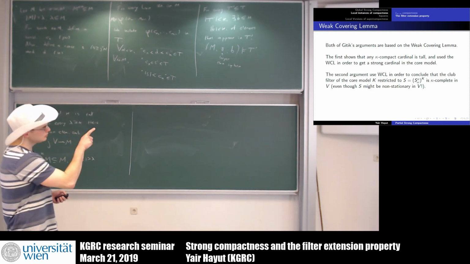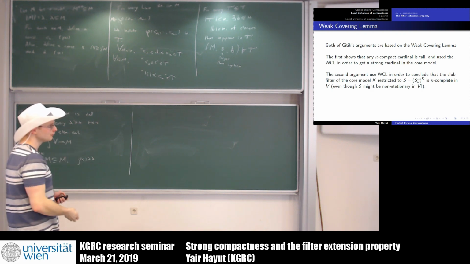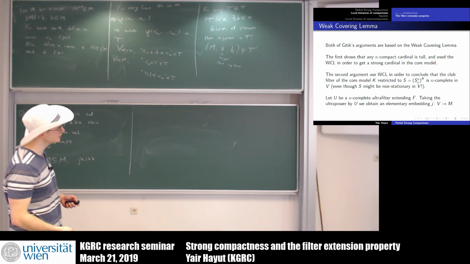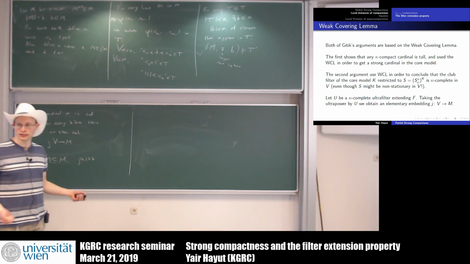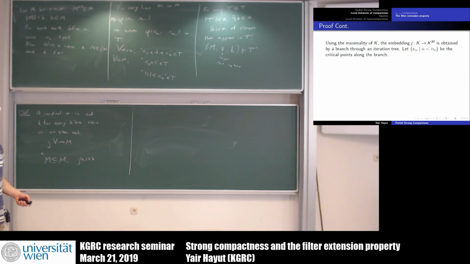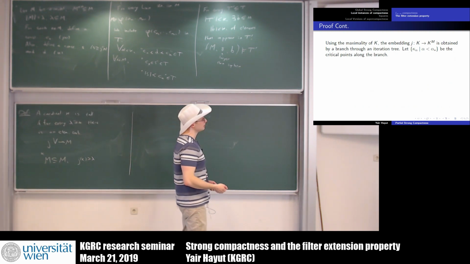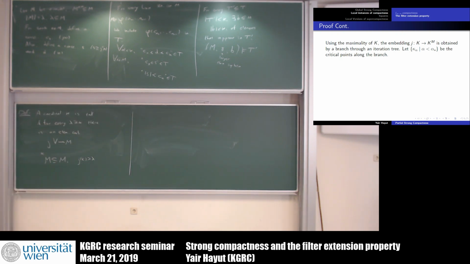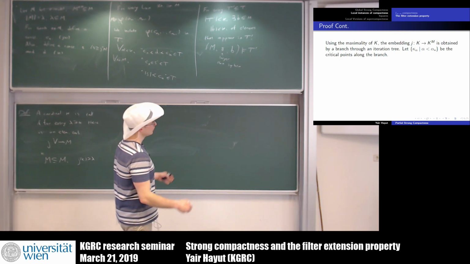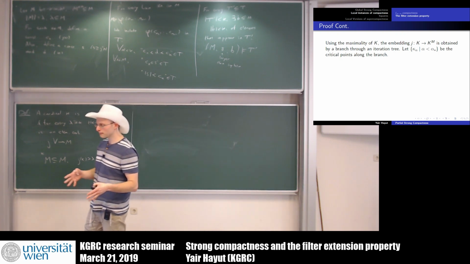Okay, now if we try to extend this filter to a kappa complete ultrafilter, then we are going to get an elementary embedding by the ultrapower. It's going to be basically an elementary embedding from the core model K to the core model K of some model N. And again, by the application of another version of the weak covering lemma, we can actually say that this embedding has a very specific type.